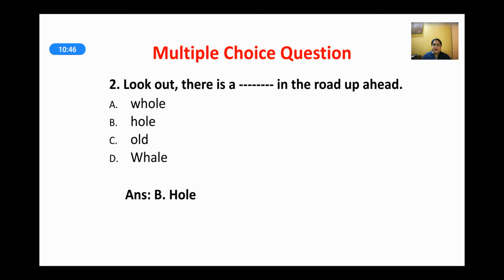Look out, there is a dash in the road up ahead. WHOLE, HOLE, or whale. All look similar, but the answer is the second one, B, hole. Hole refers to a sort of a dip or a break in the road there, hole.